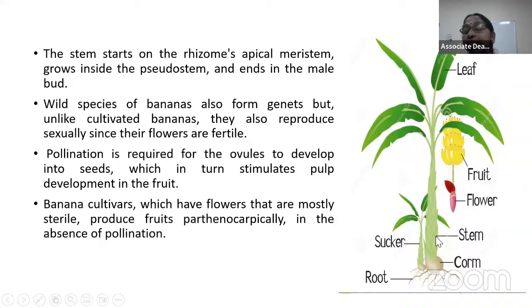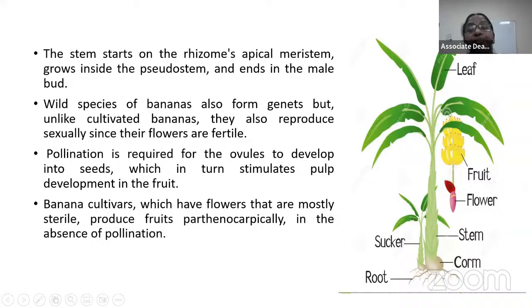And the stem has tightly clasped leaf sheaths. Here you can see. And inside this, you will find the true stem. And finally, after putting forth the maximum height and also the required number of leaves from the true stem, the peduncle comes out and it gives the inflorescence, ultimately the fruits. This is how the banana plant looks.